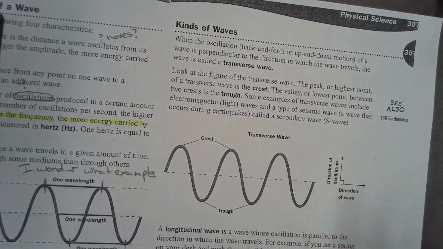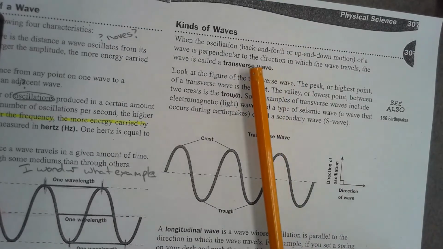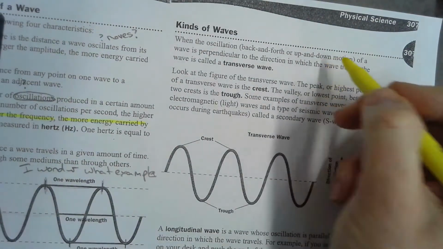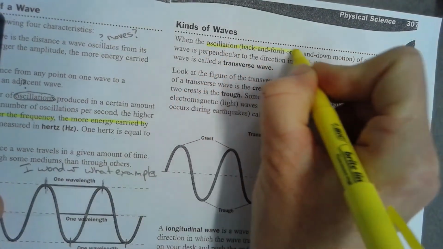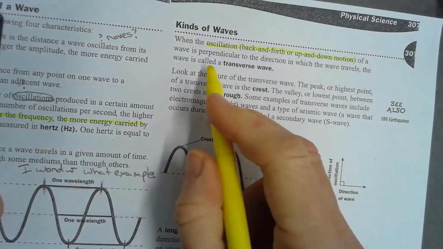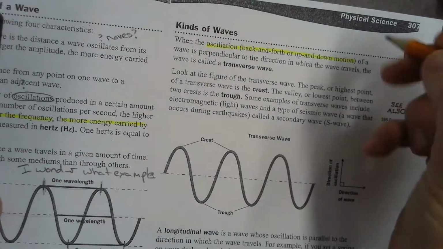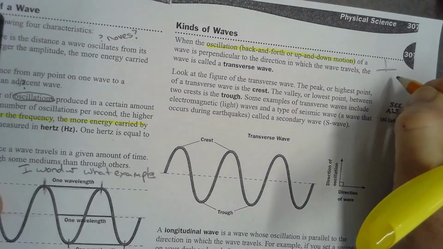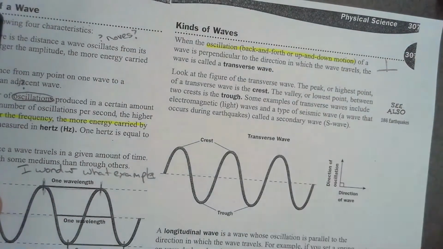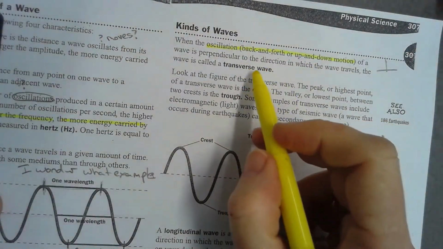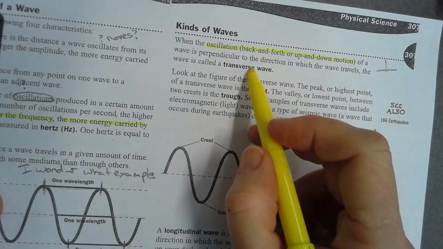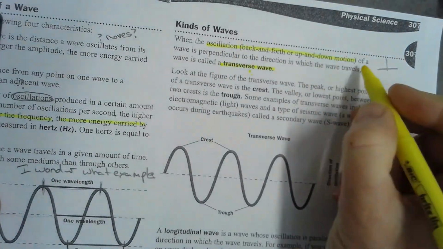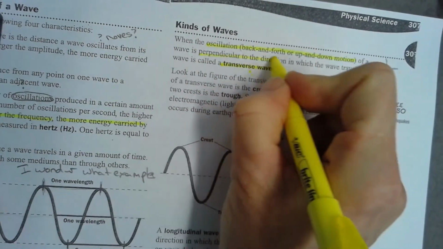Kinds of waves. When an oscillation, oh, here it explains it. When the oscillation, the back and forth or up and down movement of a wave is perpendicular. So I know from math that this is what perpendicular means. To the direction in which the wave travels, the wave is called a transverse wave. So a transverse wave is when it's perpendicular to the direction.